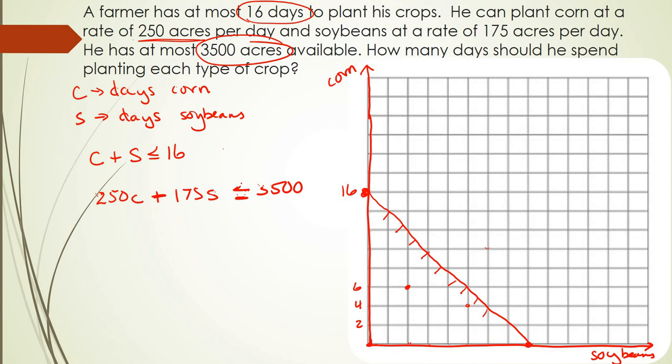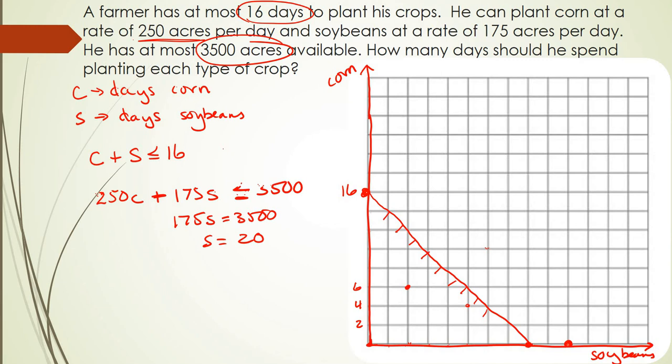All right, so again, let's put in 0 for C. If I put in 0 corn, then 175 S has to equal 3,500, and S equals 3,500 divided by 175, which is 20. So 2, 4, 6, 8, 10, 12, 14, 16, 18, 20. That's the y-intercept for soybeans.